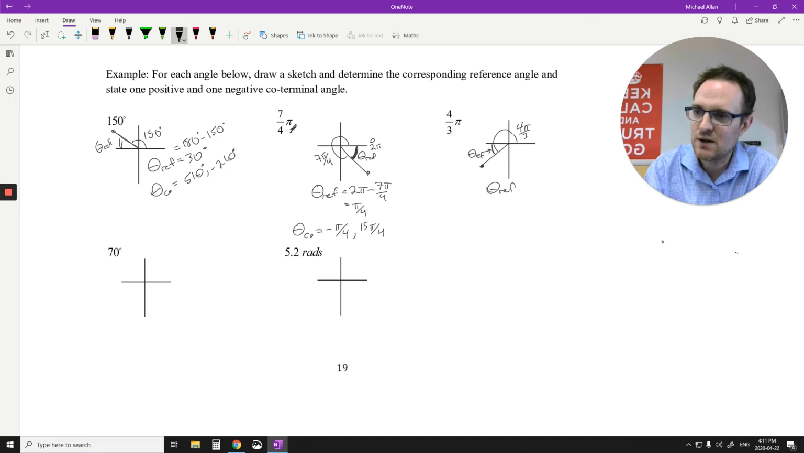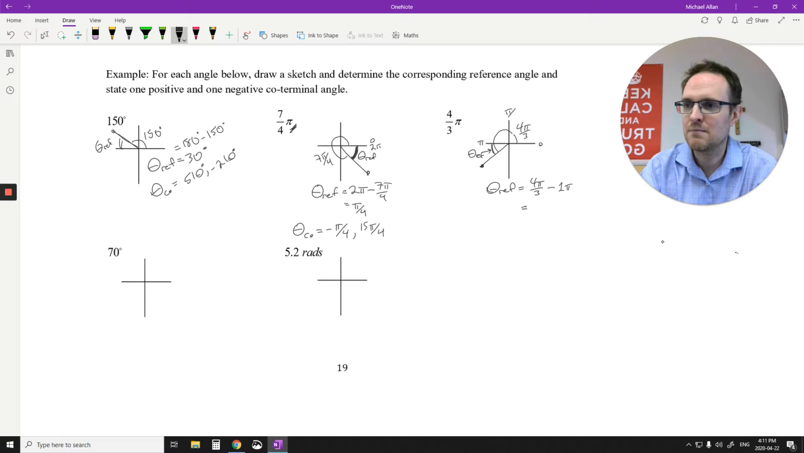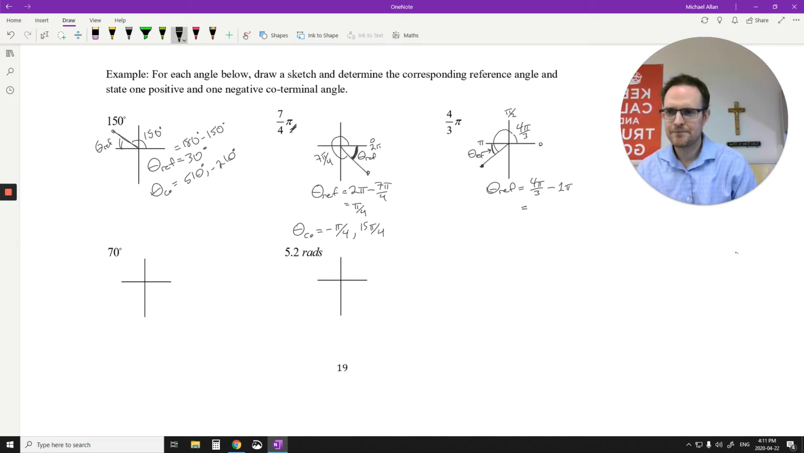Now to find that reference angle out, I'm going to go 4 pi over 3. I'm going to minus the top part of that whole circle, just to get what's left over. So I'm going to minus 1 pi from the circle. And this is pi over here. That's 0. And then this is like pi over 2 from the top there. So 4 over 3 minus 1 gives me 1/3. So this is going to be 1 pi over 3.